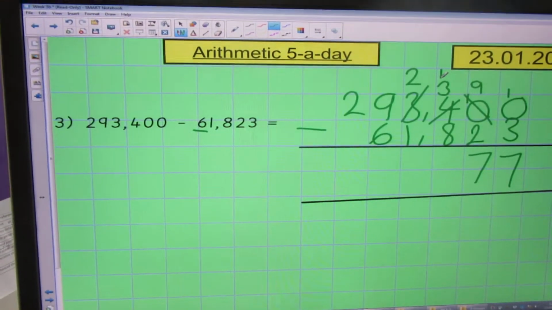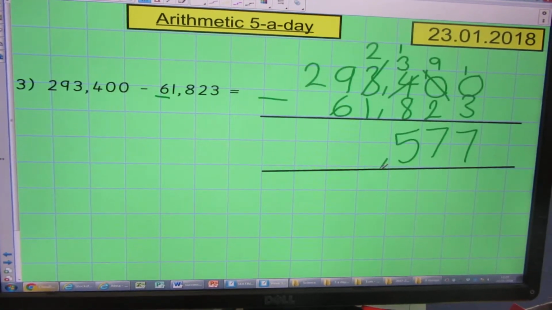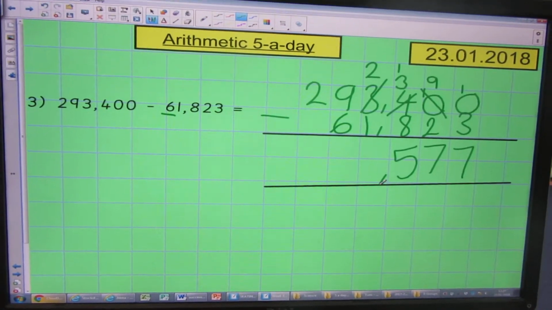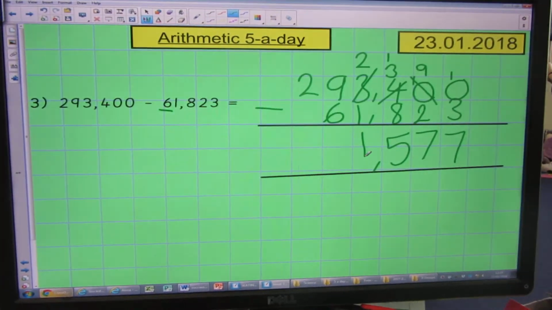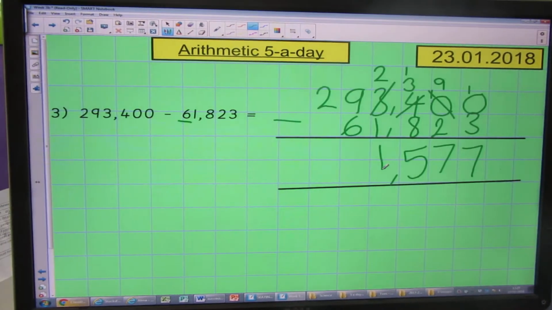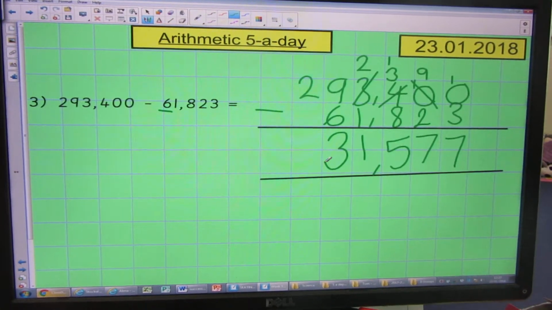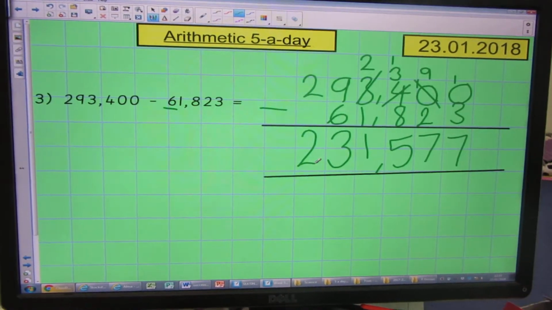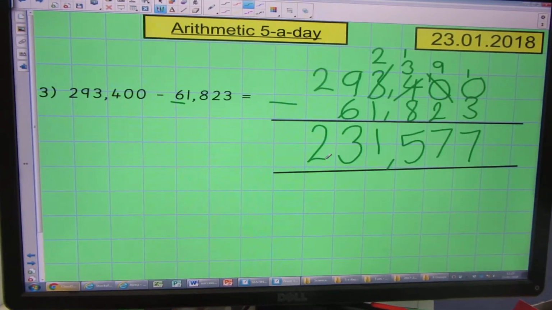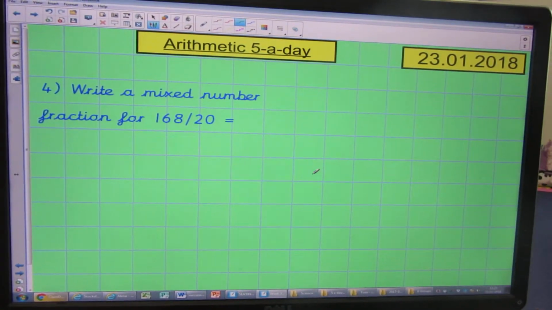13 take away 8 is 5. So we've got 5 in our hundreds column. 2 take away 1 is 1. So we've got 1,000. And 9 take away 6 is 3. And then 2 take away 0 is 2. Fantastic. So we've got 231,577 as our answer. Let's have a look at number 4.